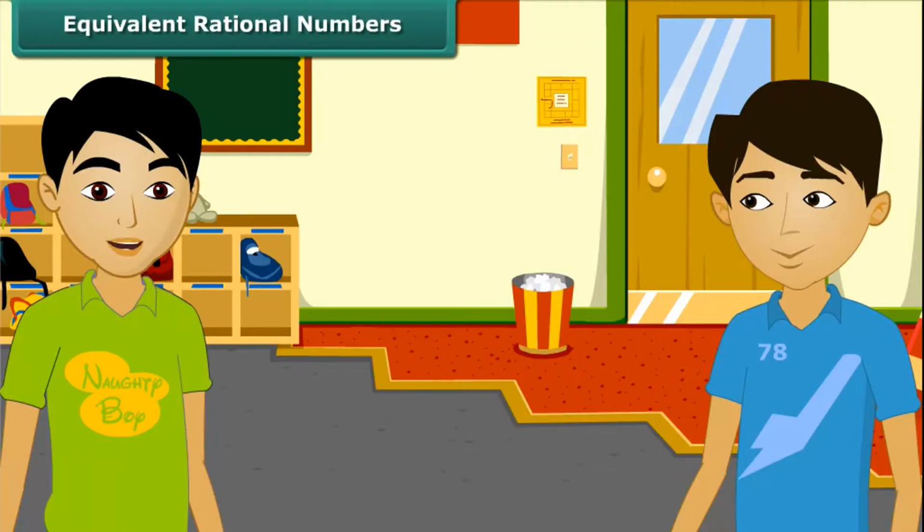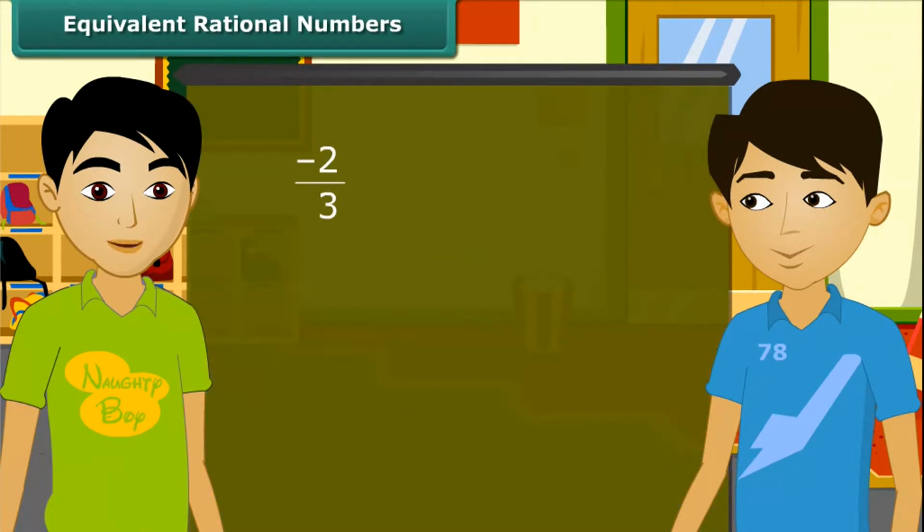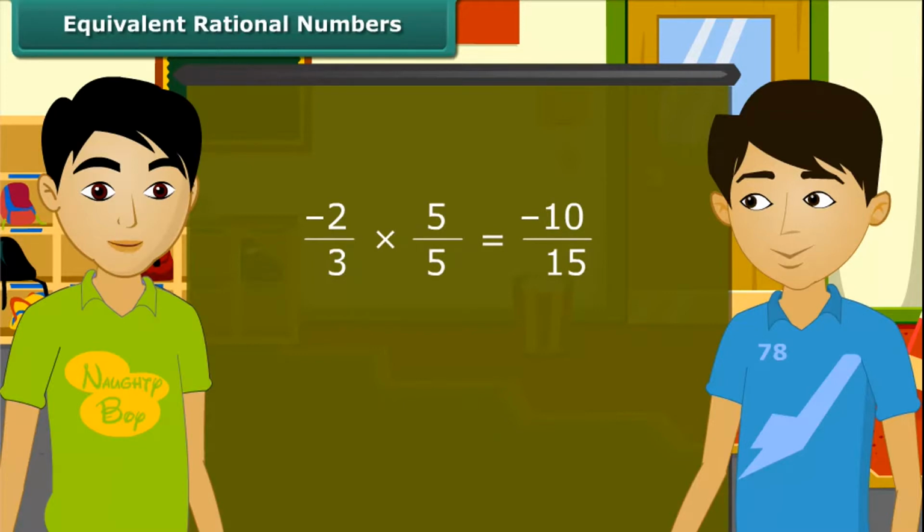I will now tell you about equivalent rational numbers. Look at this rational number. Now look at this rational number. Both these rational numbers are equivalent. But how? When we multiply the numerator and denominator of a rational number by the same non-zero integer, we obtain another rational number which is equivalent to that number. Similarly, -2/3 is equivalent to -10/15, because when we multiply the numerator and denominator by 5, we get -10/15.